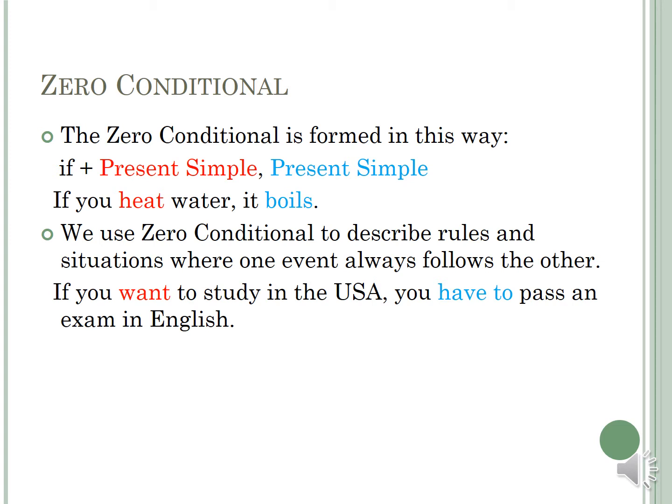Remember, we use zero conditional to describe rules and situations where one event always follows the other. An example, if you want to study in the USA, you have to pass an English exam or an exam in English.